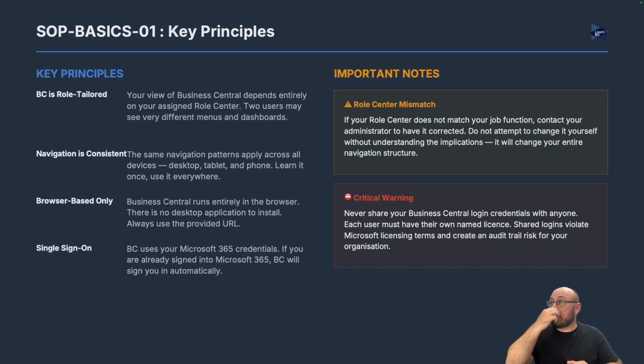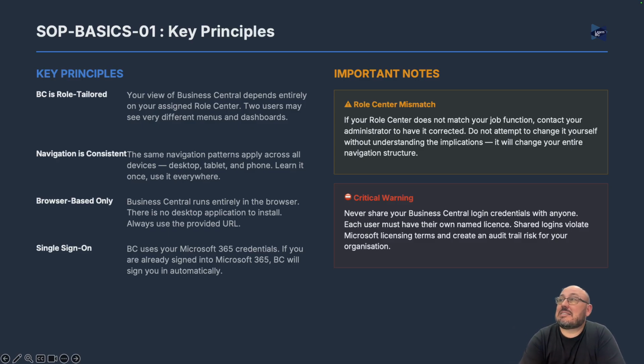Now, the key principles. BC is role tailored. The whole system is designed so that you have a role, you yourself. Now, if you've got a big team, we might even split your team between a few different roles. For example, finance might have accountants, AP, the payables team, the receivables team, they might have a fixed assets team. And so subsequently, there may be a requirement to have multiple roles.